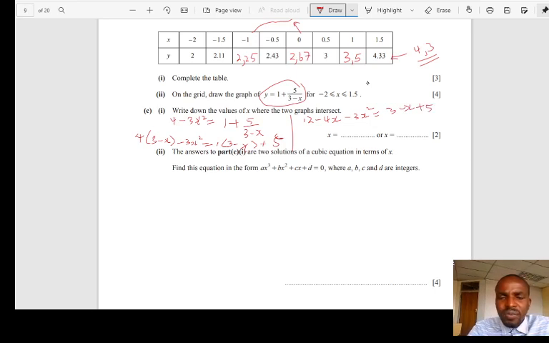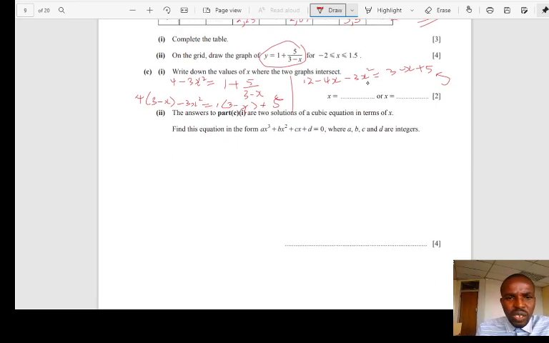Then this one, right, basically, you can just use the graphs, the points where the graphs meet. Well, the space is too small, so it means you have to write down from the graph, right? Let me work out this one.